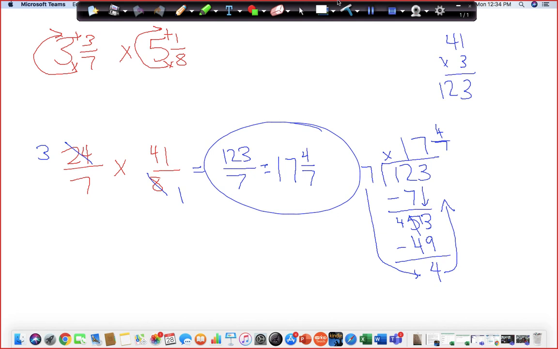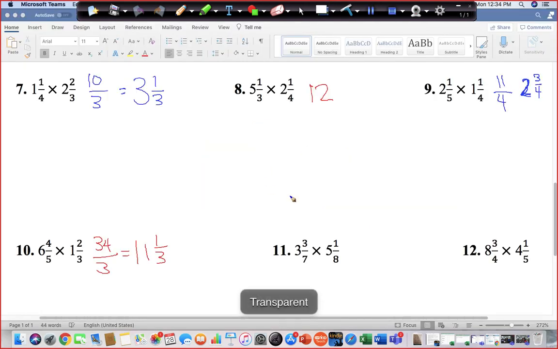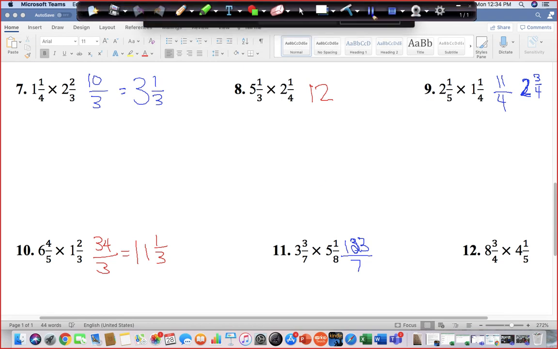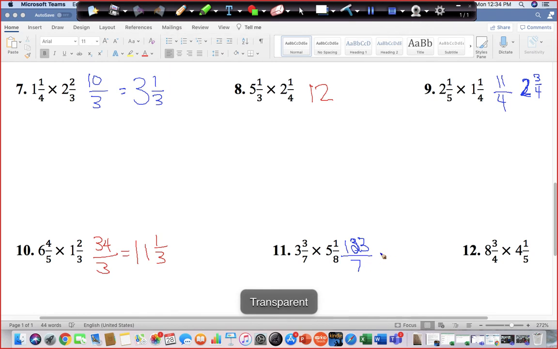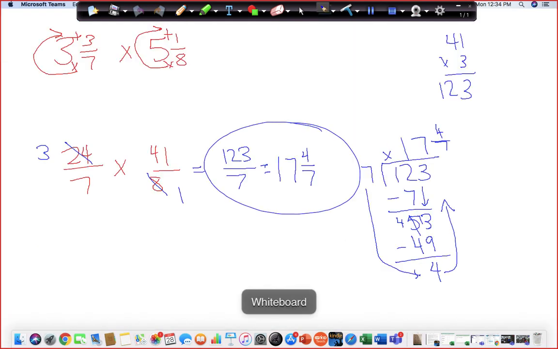Good? So 123 over 7. Okay, and then 17 and 4/7. Okay, last one.